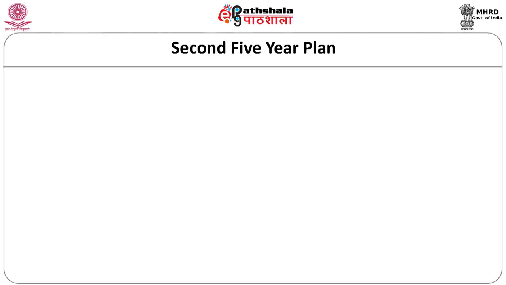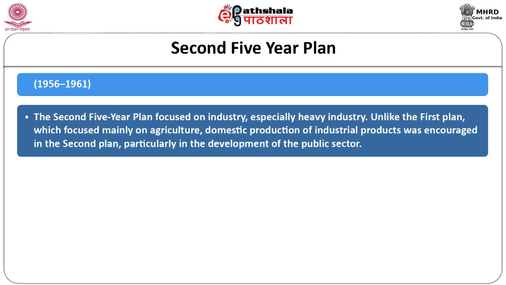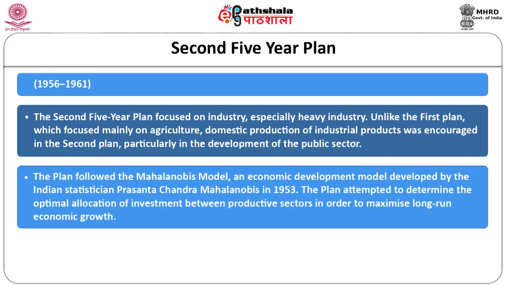The second five-year plan, during 1956 to 1961, focused on industry, especially heavy industry. The plan followed the Mahalanobis model of economic development. In real sense, it is the Indian statistician Prasanta Chandra Mahalanobis who gave this model of development for India.